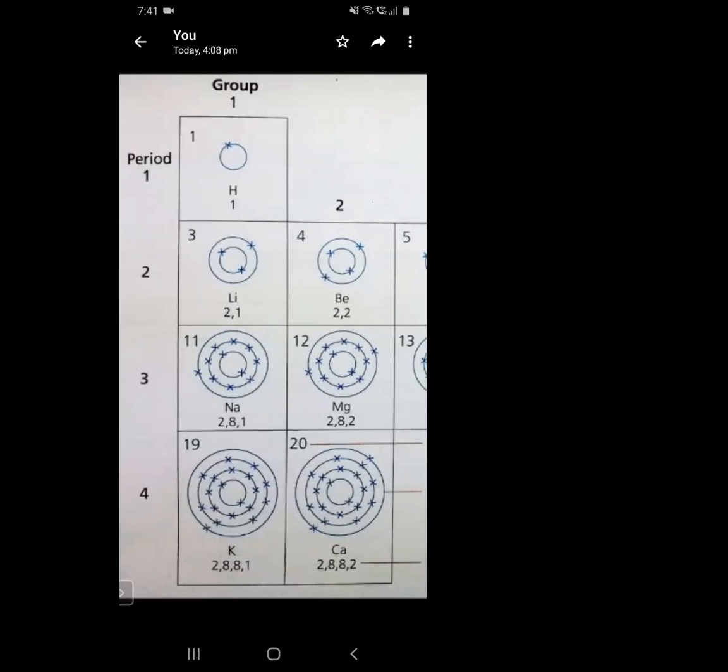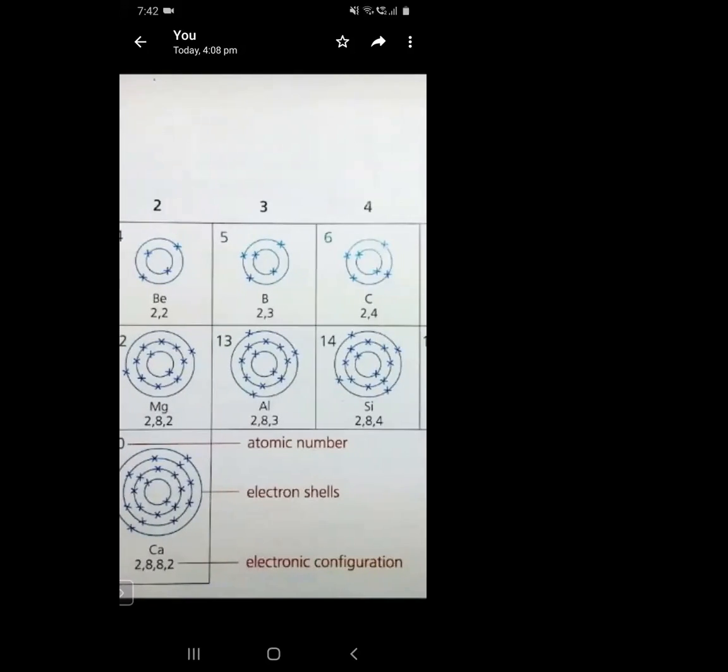So can you appreciate that period 1 starts from hydrogen. Period 1 starts with hydrogen. So you can see that in period 1, the atom has only 1 shell. Period 2 has 2 shells. Period 3 has 3 shells. Period 4 has 4 shells. Okay, I hope you appreciate that. So group 1, outermost electron is 1. Group 2, outermost electrons are 2. Group 3, outermost electrons are 3.